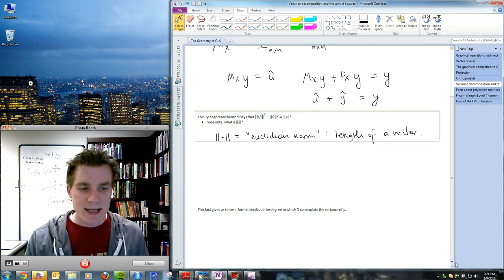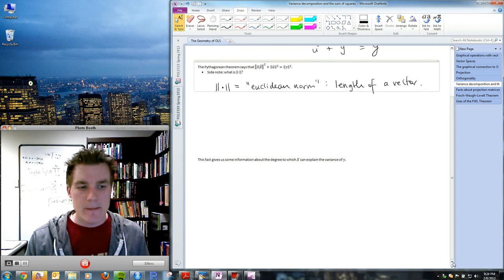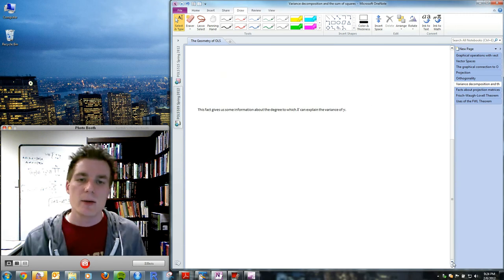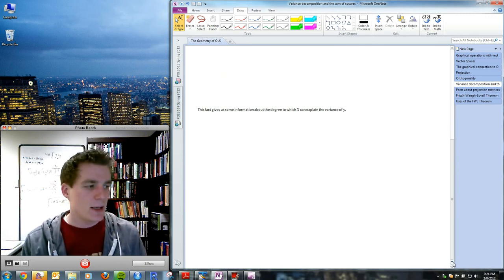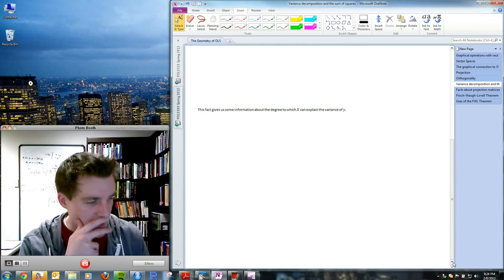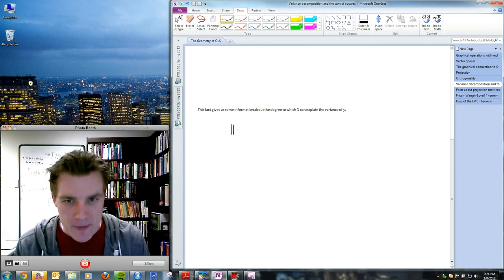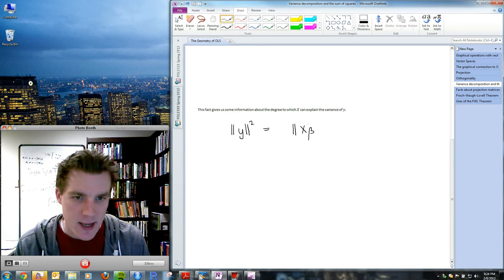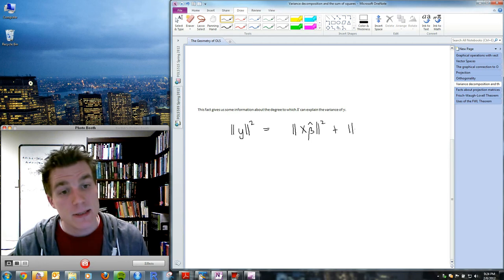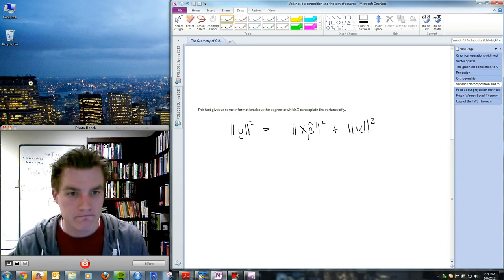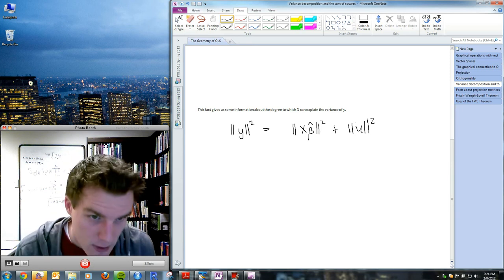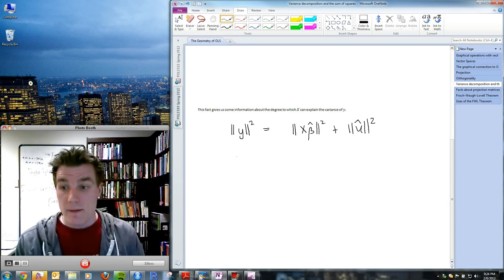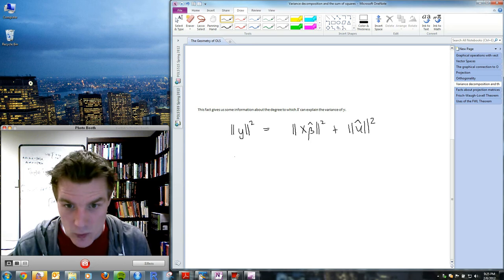What these facts together give us is information about the degree to which x can explain the variance of y. Okay, what do I mean by that? Well, I'm going to start by just writing the length of y squared equals the length of x beta hat squared plus the length of u hat squared. Okay, this is equivalent to y transpose y.